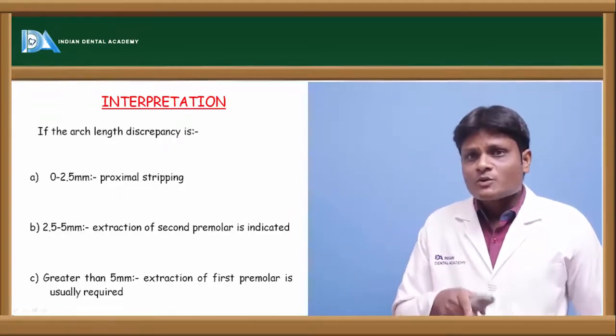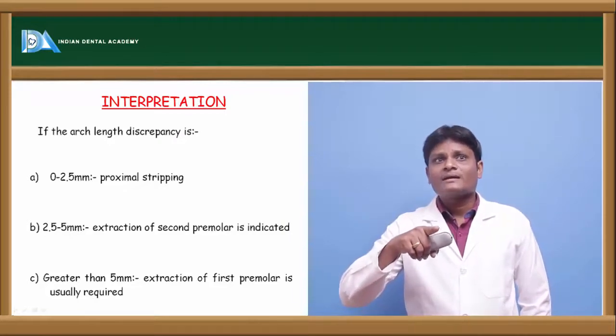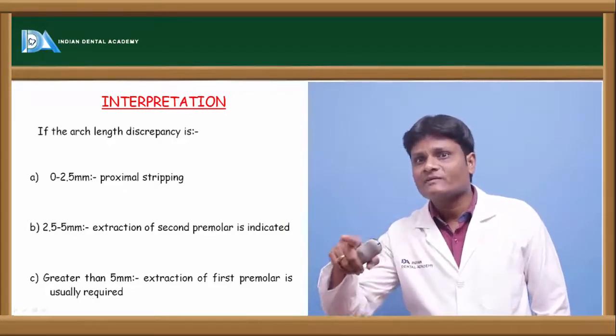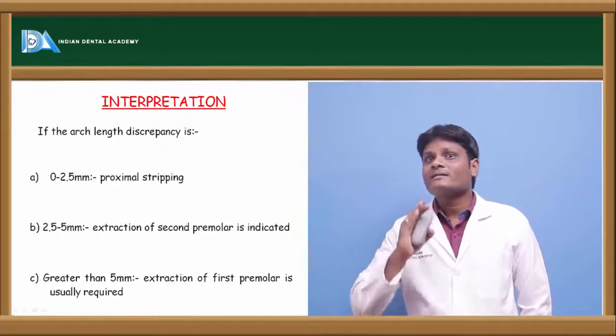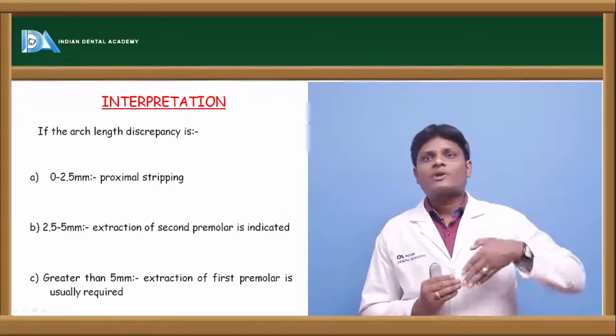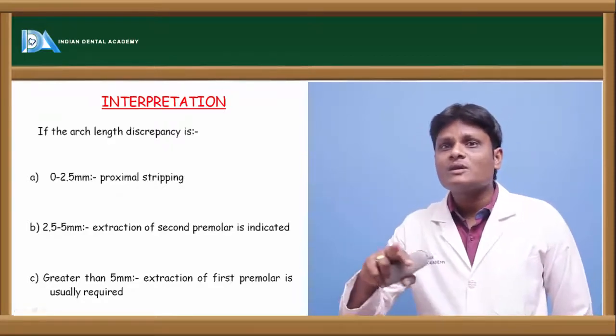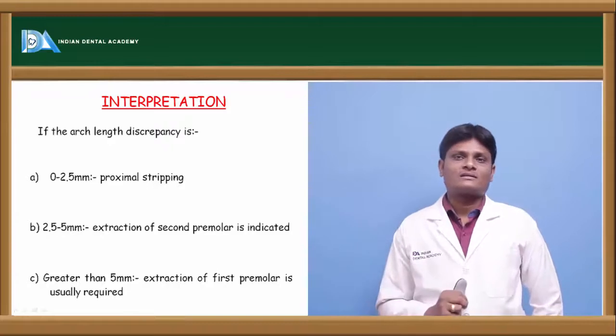The brass wire should extend along the buccal cusp tips of the posterior teeth and the canine cusp tip and incisal edges of the anterior teeth, provided that the inclinations of the teeth are normal. If the teeth are proclined, then the brass wire should be carried out along the cingulum of the anterior teeth in measuring the arch length.